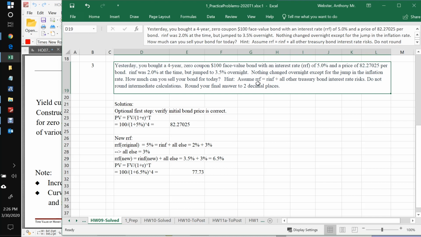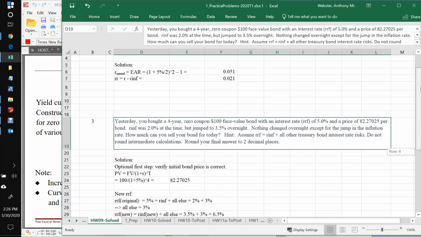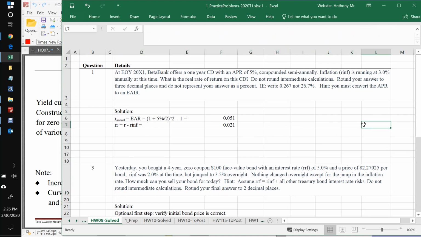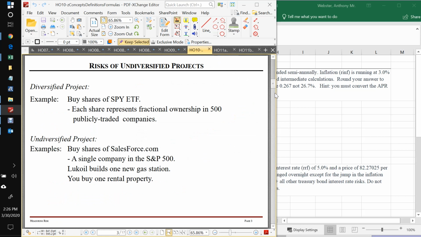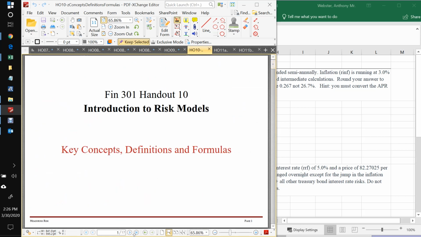So you've got to be able to go from the RRF when you bought the bond to the RRF the next day with the change of inflation, and then just apply the present value, future value formula to solve for whatever is asked for. So just make sure you can do these two types of problems as illustrated in practice problems for handout 9. And with that, let's leave out the rest of handout 9 and jump into handout 10.